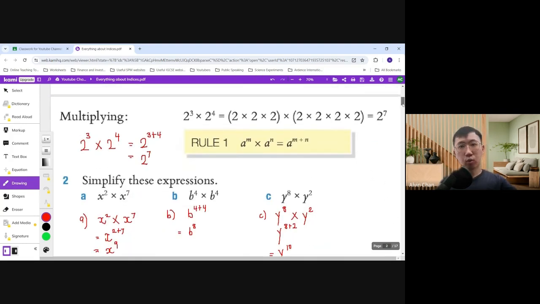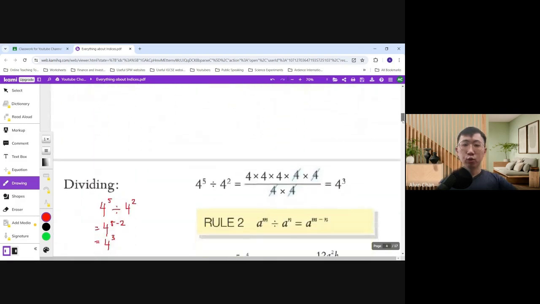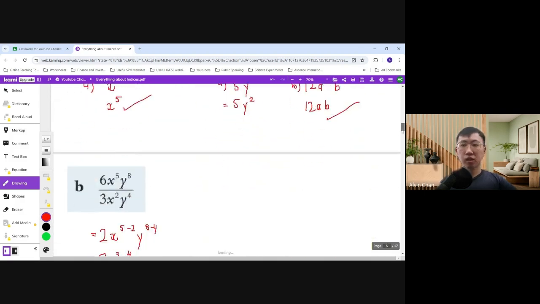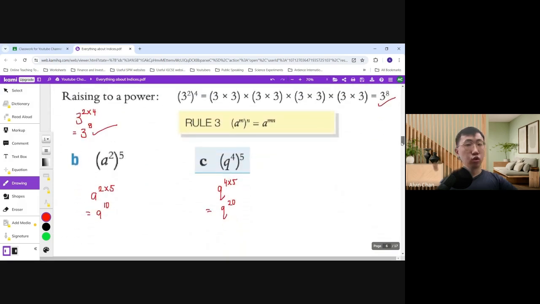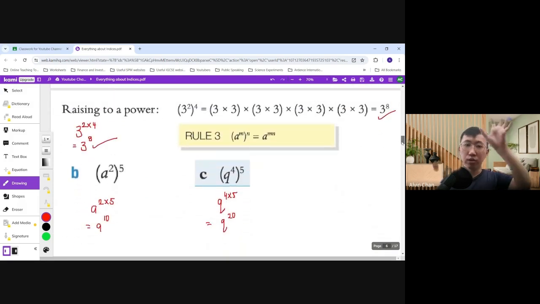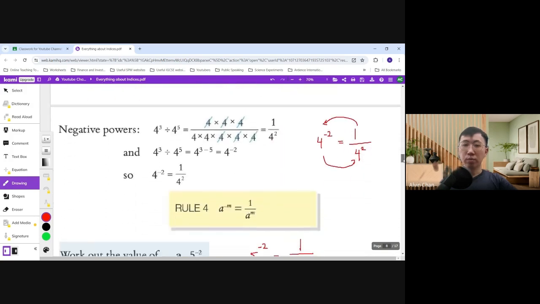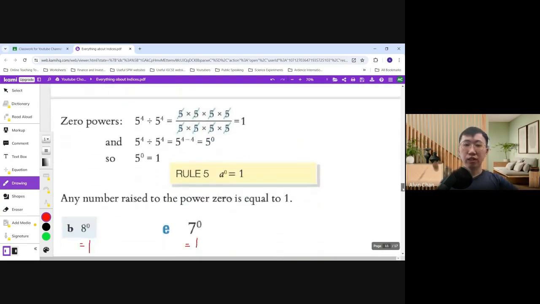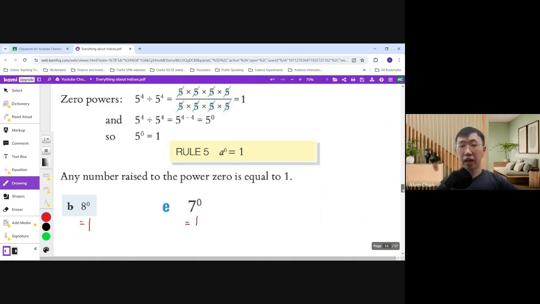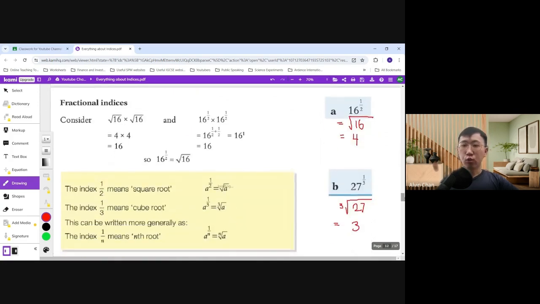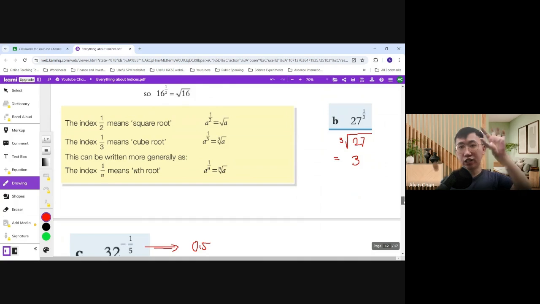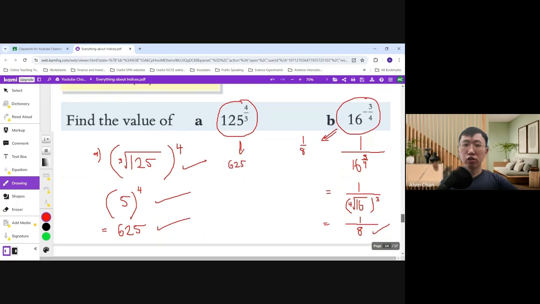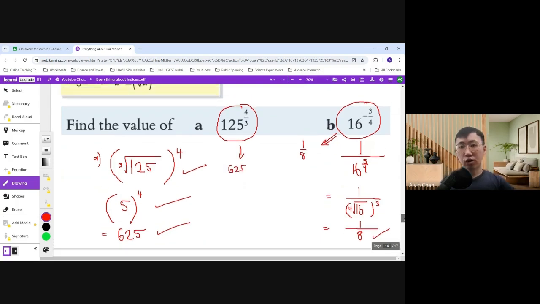In summary, rule number 1 is your multiply law. Rule number 2 is your division law. Rule number 3 is your raising to a power law, or multiplication of the powers. Rule number 4 is knowing how to interchange the negative index or negative powers. Rule number 5 is about your powers of 0. Anything to the power 0 is 1. And rule number 6 is knowing how to play with fractions for the powers. And make sure you know the final example, how to find the value of n.